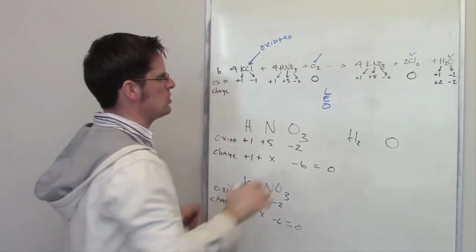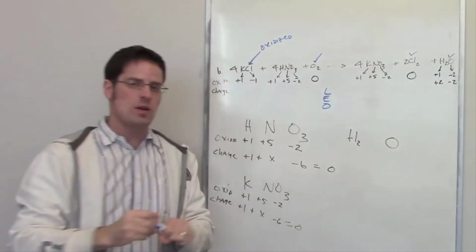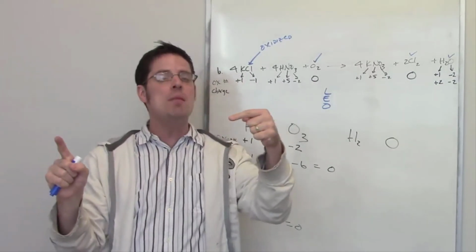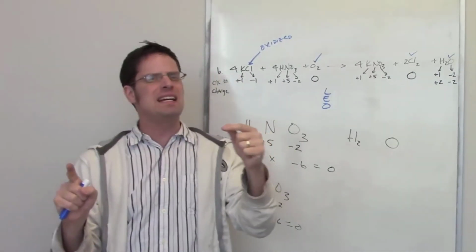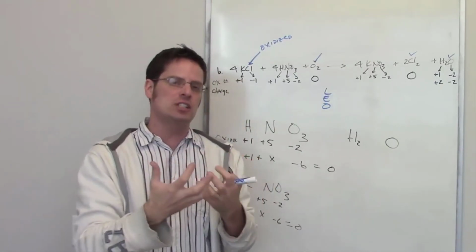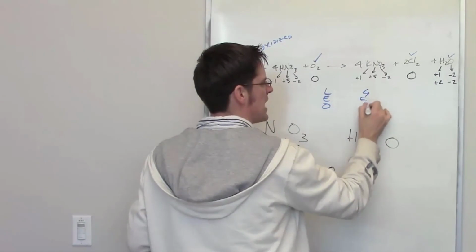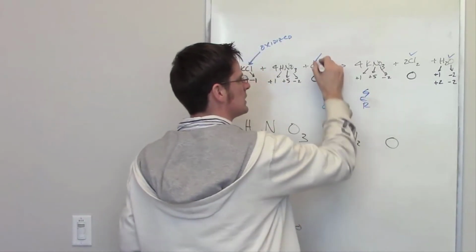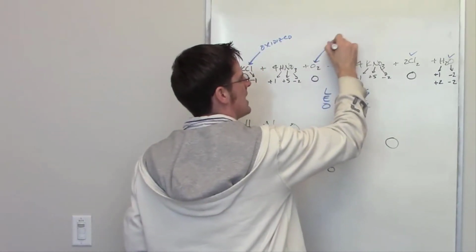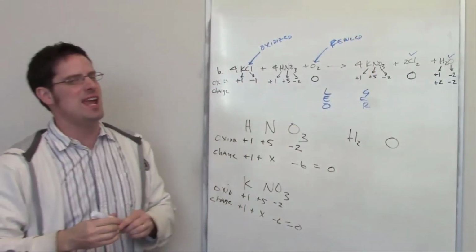Now let's look at this O2. The O2 goes from 0 to -2. It's going from 0 to -2, so it's becoming more negative. How do you become more negative? By receiving or gaining electrons. They have negative charges. So if I've gained electrons, that is reduction. So this oxygen has been reduced. And that is the answer to the question.